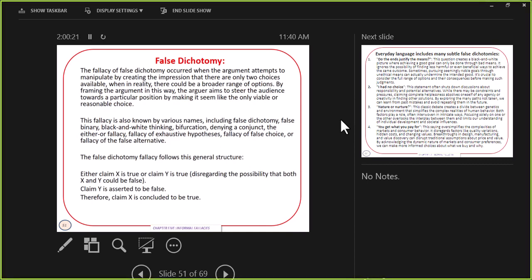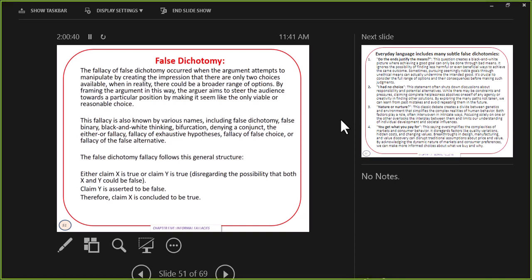This fallacy is also known as false binary, black and white thinking, false bifurcation, denying conjuncts, either-or fallacy, fallacy of exhaustive hypothesis, fallacy of false choice, or fallacy of false alternative.